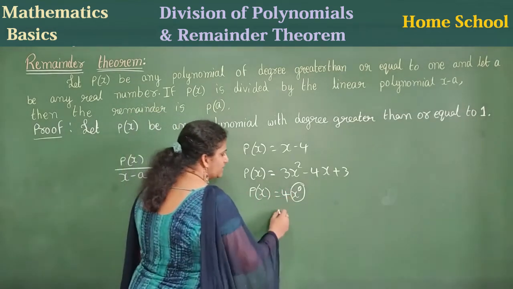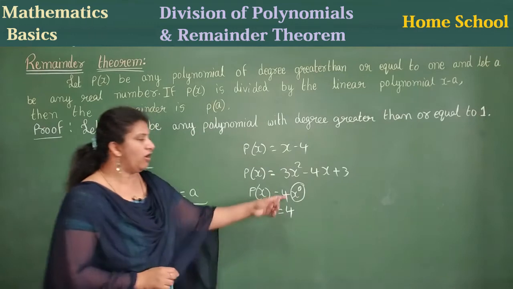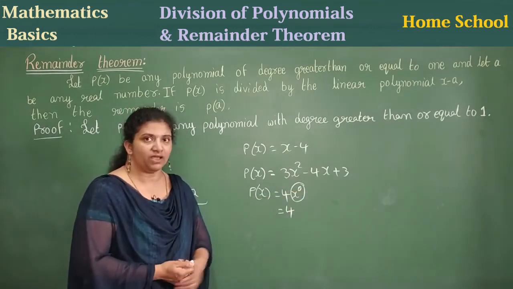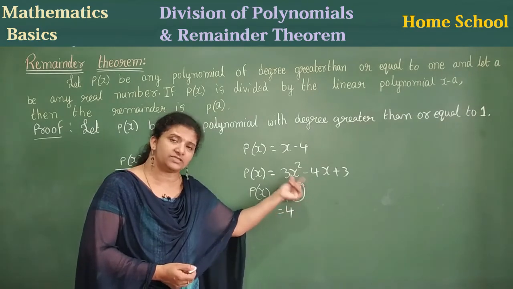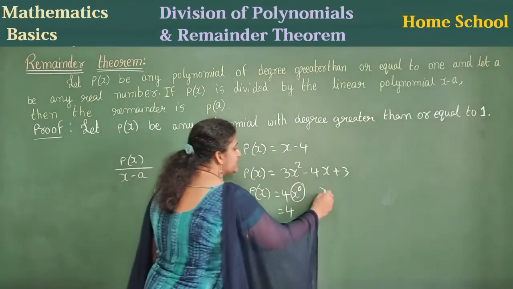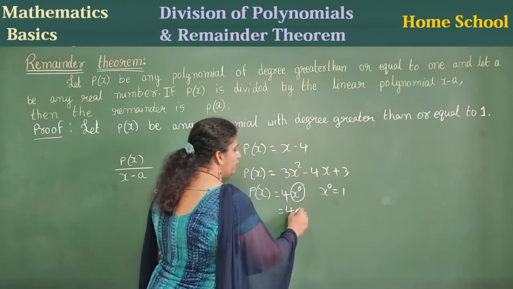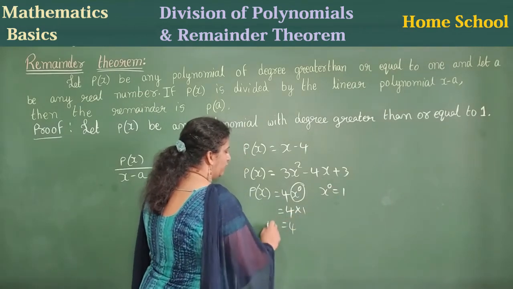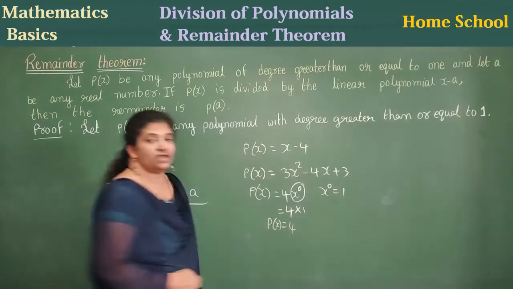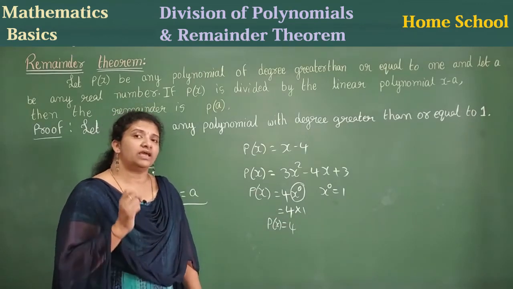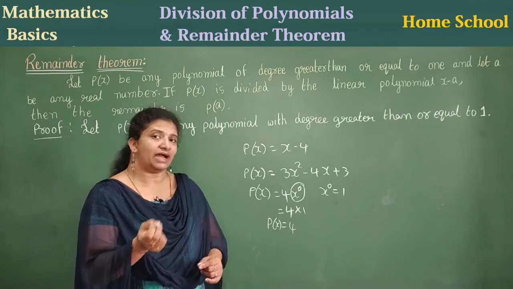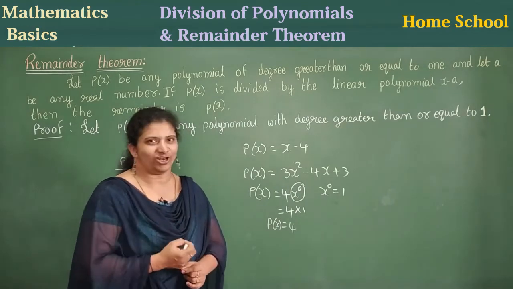Here, nothing is there. Suppose I write 4, or 4 and x power 0, it is the same. X power 0 means what? X power 0 value is 1. 4 into 1 will be 4. Therefore, we call this a constant polynomial. When we have degree 0, that is called a constant polynomial.